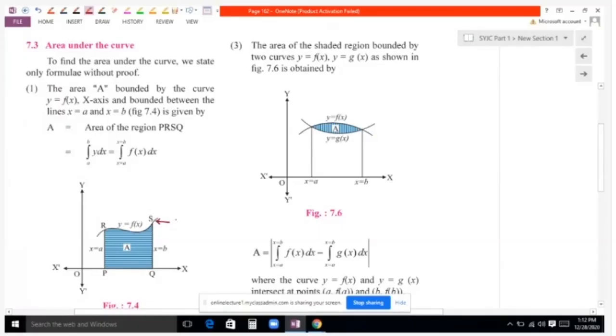This is the curve whose equation is given as y is equal to f of x. Here A and B represent the limits, they represent the boundaries.